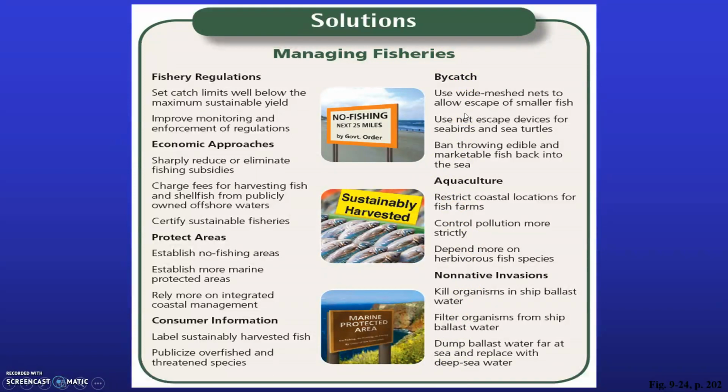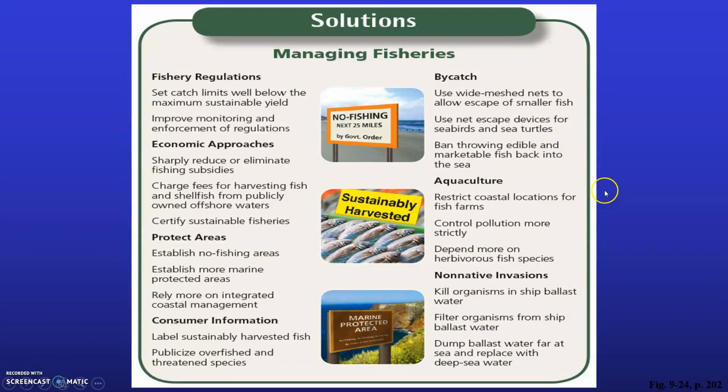use wide mesh nets to allow escape of smaller fish and decrease the amount of fish that are being impacted by bycatch. When you use nets and you bring fish up and they're too small, you have to throw them back in the water, but they may have already been stressed and impacted by the net and still end up dying. So this helps deplete the younger fish population that we have. Use net escape devices for seabirds and sea turtles, and ban throwing edible, marketable fish back into the ocean.